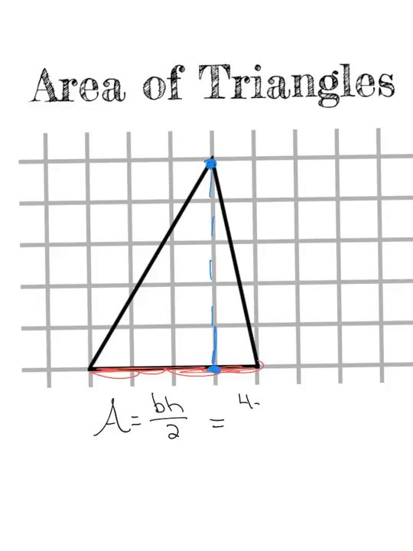So we're looking, this is 1, 2, 3, 4, 5. So our height is 5. And then we have 4 times 5, which we know is 20. And 20 divided by 2 gives us 10. So this one is 10 units squared.